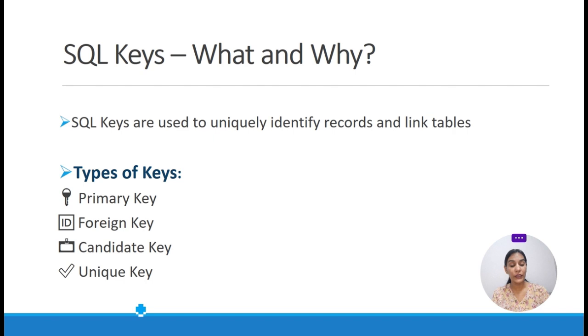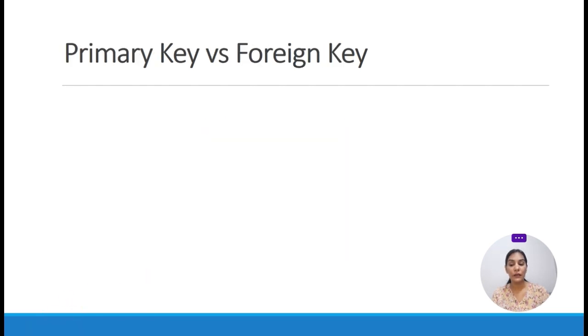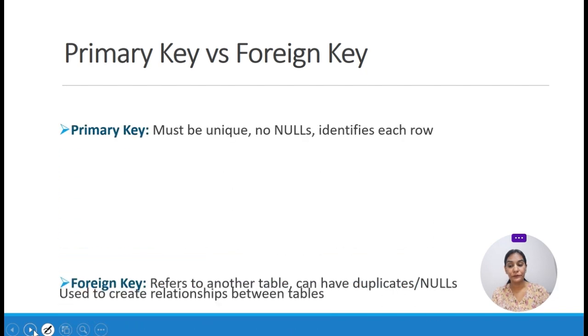Then the unique key. In the unique key, it should define every value uniquely, but it can also contain a null. That's the reason it is different from the primary key.